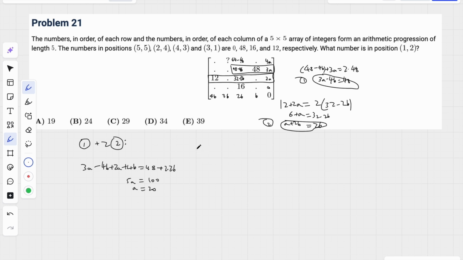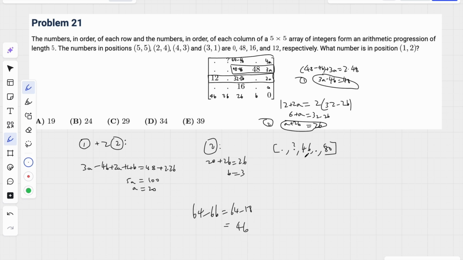Now we can plug this back in. Let's plug it into equation 2 because it looks simpler, but really we could also plug it into equation 1 if we wanted. And we get b equals 3. Now here we can solve for the top row. In the top row we have blank. Now 64 minus 6b is equal to 64 minus 18, which is 46. So we have question mark, 46, blank, and 4a, which is 80.